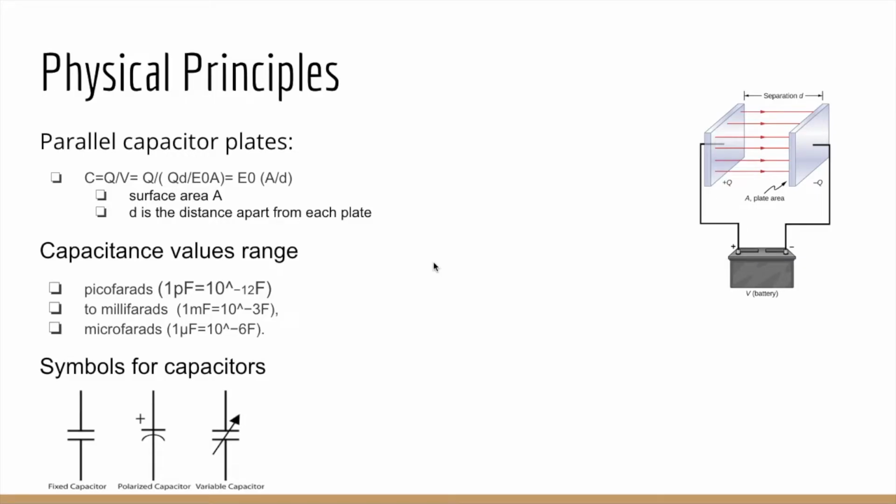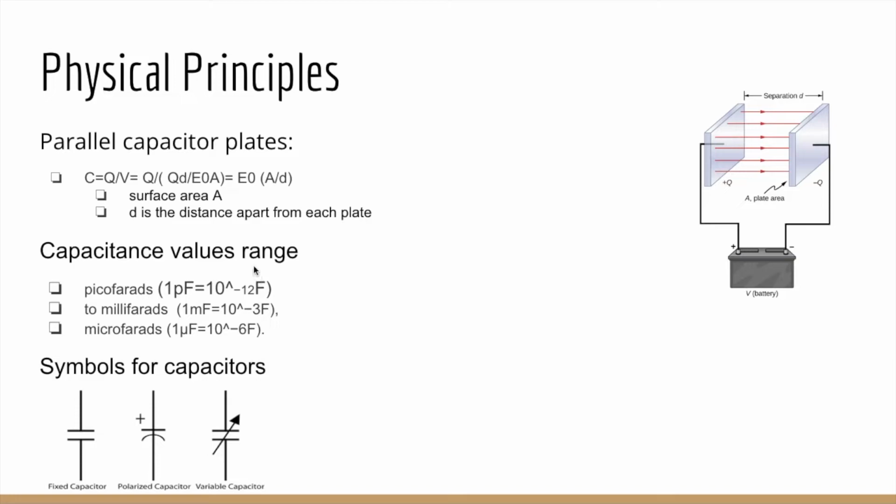There are different types of capacitors. One example is a parallel plate capacitor, and again the equation is C equals Q divided by V, or permittivity of free space times A divided by D, where A is the surface area and D is the distance between the two plates within a capacitor.